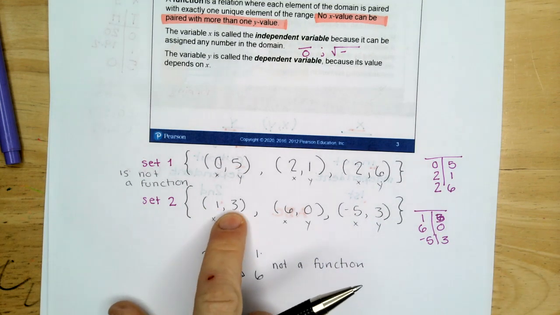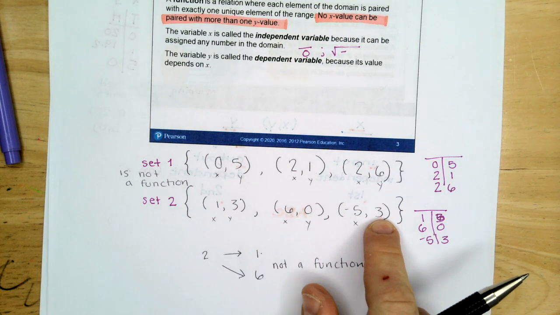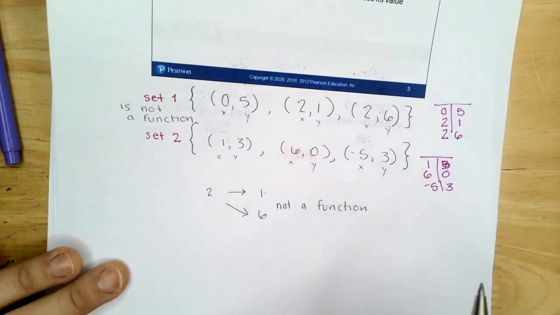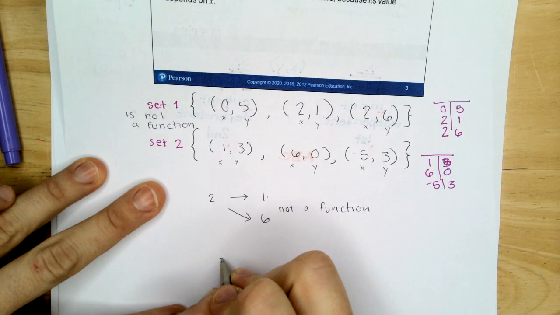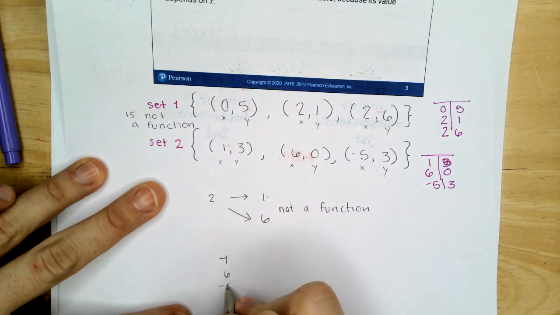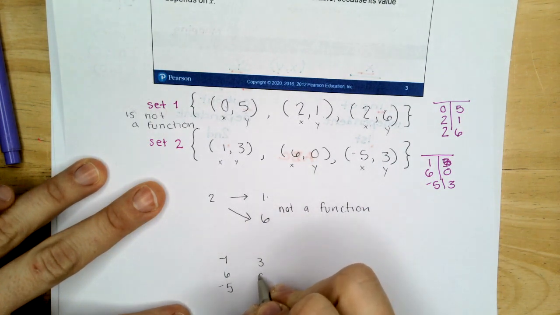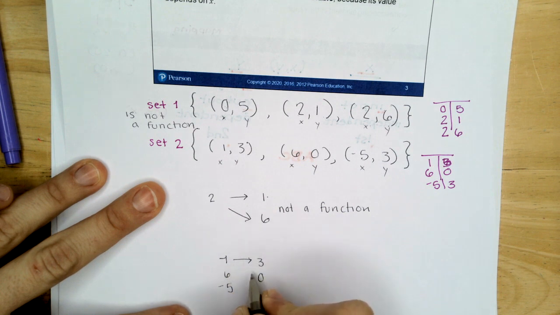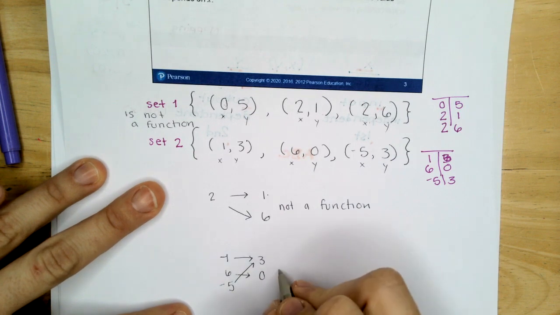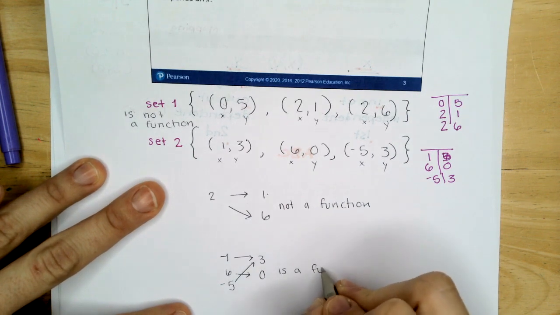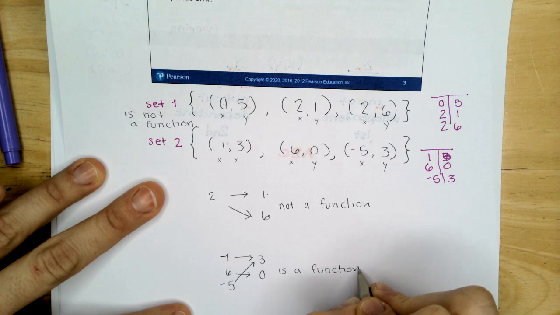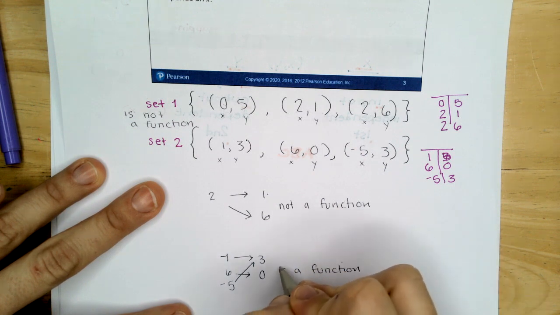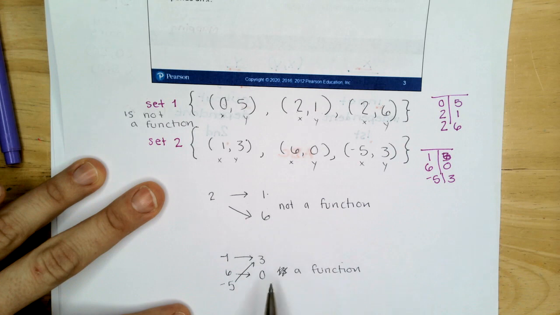Let's look at set 2. 1, 3, 6, 0, negative 5, 3. What would that mapping look like? We have a 1, we have a 6, and a negative 5. And then we only have a 3 and a 0 over here. So 1, 3, 6, 0, negative 5, 3. That is a function. This is a function. Negative 5 can map to 3, and positive 1 can map to 3.